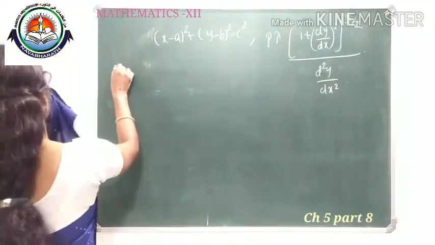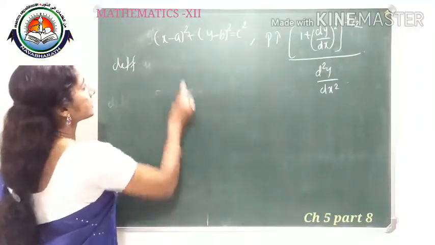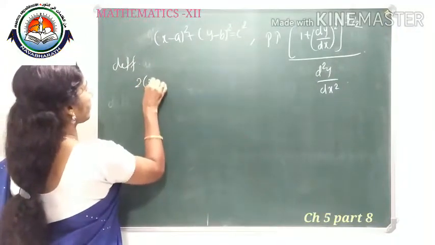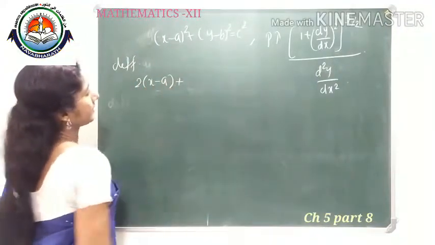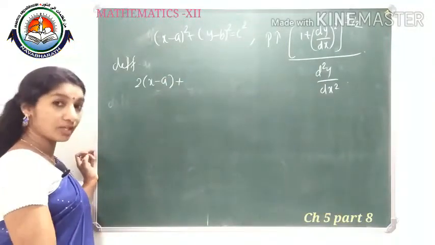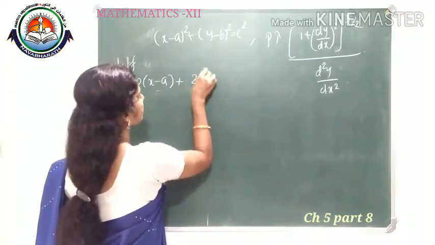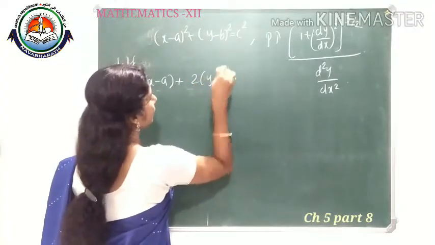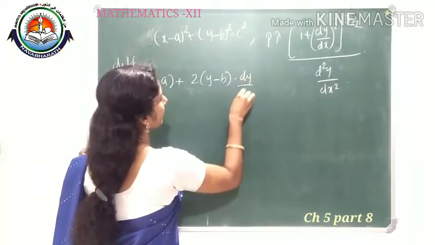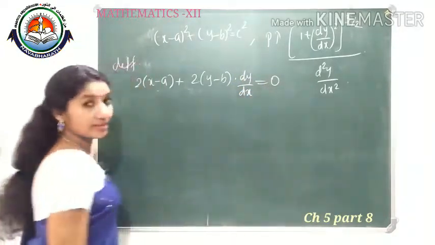So, directly differentiating with respect to x, this will come 2 into x minus a into the derivative of x minus a, which is 1, plus 2 into y minus b into y's derivative dy by dx, equal to the derivative of c square. So its derivative is 0.